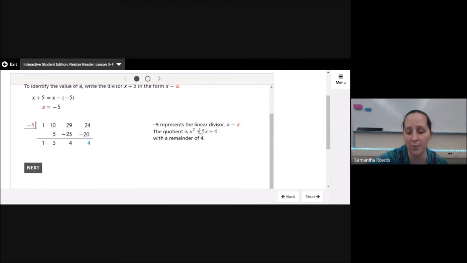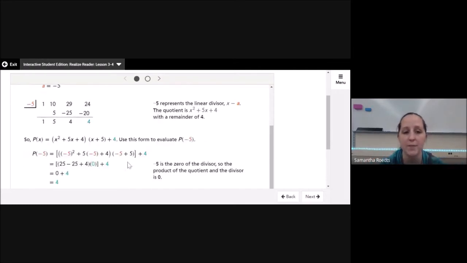Okay. Negative 5 represents the linear divisor, X minus A. The quotient is X squared plus 5X plus 4 with a remainder of 4. So again, bring down the 1, negative 5 times 1 is negative 5, 10 plus negative 5 is 5. Negative 5 times 5 is negative 25, 29 plus negative 25 is 4. Negative 5 times 4 is negative 20, 24 plus negative 20 is 4.